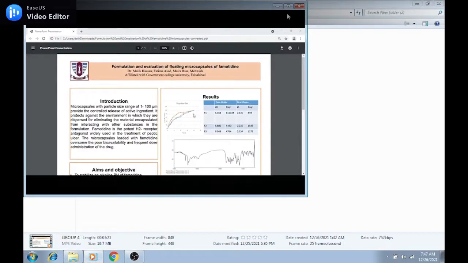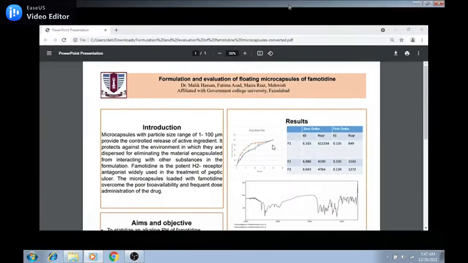Presenters are Myra Riaz and Mavish Khan, and the topic of presentation is formulation and evaluation of floating microcapsules of famotidine.